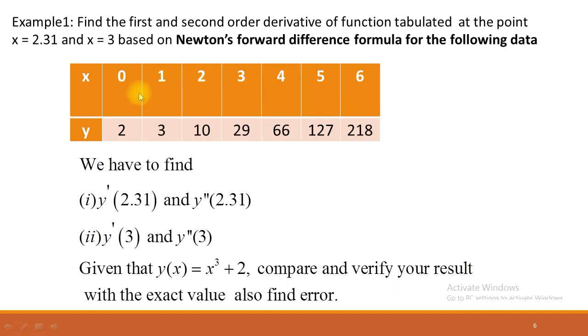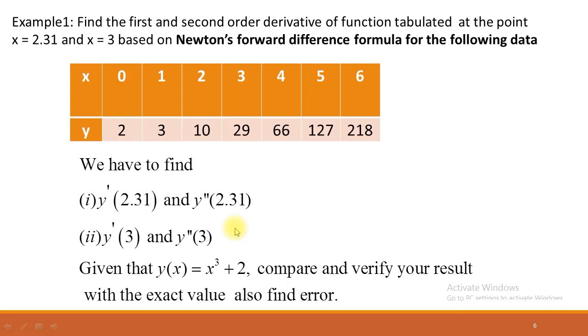There is only one gap between these values of x, so the step size in this data is 1, and we have to find the first order and second order derivative at x is equal to 2.31, and similarly we have to find the first order derivative and second order derivative of the function at x is equal to 3. This is the given function for this given data. Dear students, we can compare and verify our result with this exact result function.